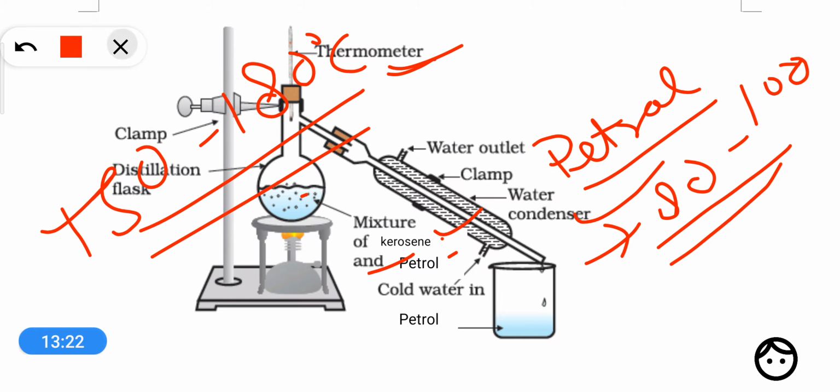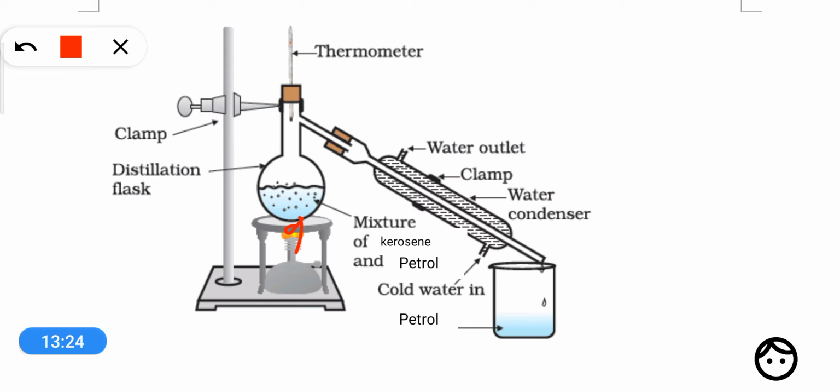So when you will start heating the mixture, first of all the petrol will start getting converted into its vapors. The vapors will move upside and then pass through the condenser. When they will pass through the condenser, they will cool down, right? And because of cooling, the petrol vapors will convert into liquid petrol, which will be collected here in this flask or in this beaker, right? But you know, we have not raised the temperature, right? The kerosene will remain there in the flask only, because we will not raise the temperature up to 150 or more.